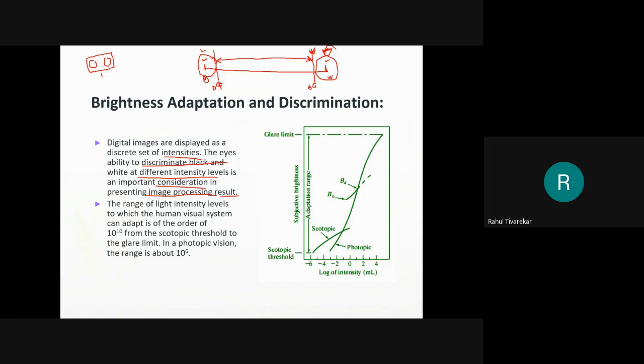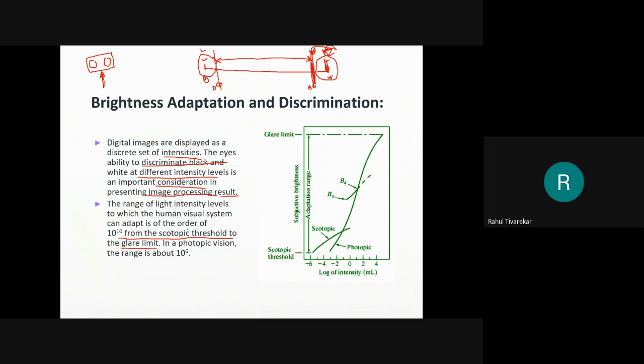So in his perspective, both red and green are the same. Similarly, in this person's perspective, both this color and this color are the same, and that is this color. But actually it is this color or this brightness. So the range of light intensity levels to which the human visual system can adapt is of the order of 10 raised to 10, from the scotopic threshold to the glare limit.